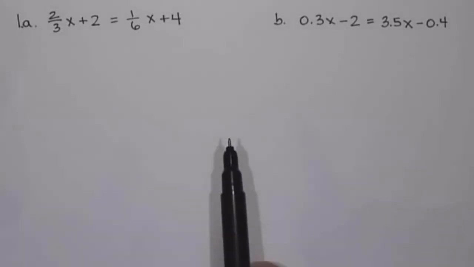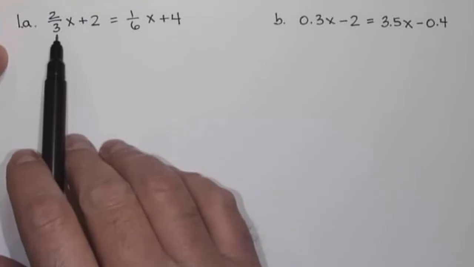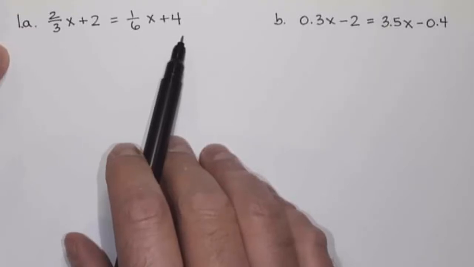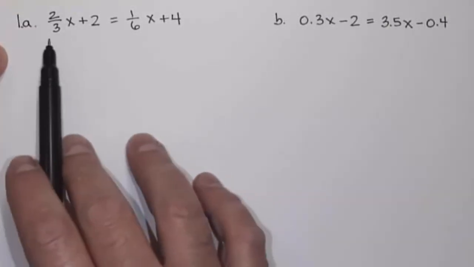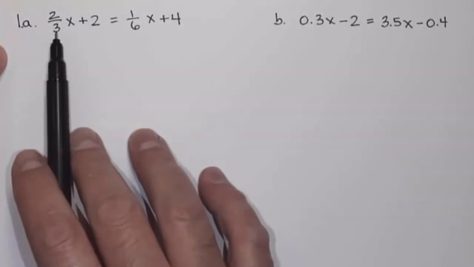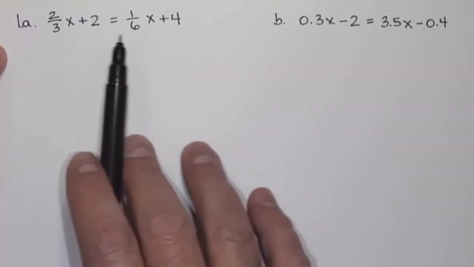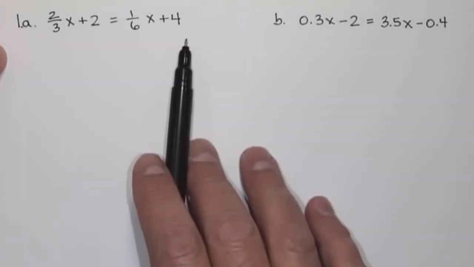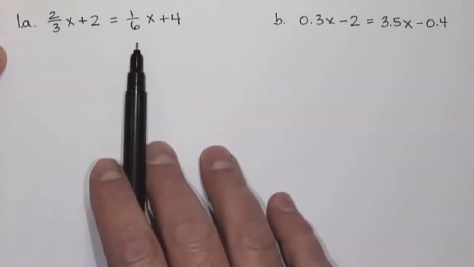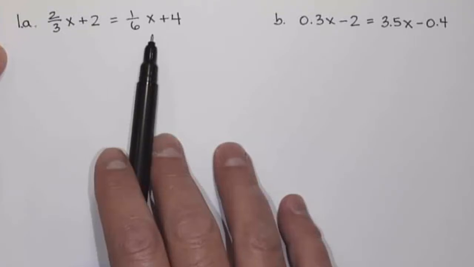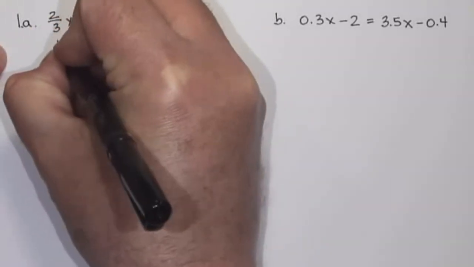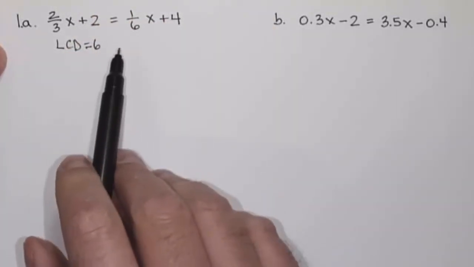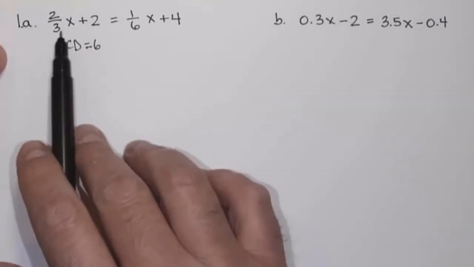So here I've rewritten our equations, part A and part B. In part A, we want to solve the equation 2/3 x plus 2 equals 1/6 x plus 4. The simplest way probably to solve this equation is to first rewrite the equation without fractions. We can do that by multiplying both sides by the least common denominator of all the fractions. If you look at 2/3 and 1/6, which are really the only two fractions in our equation, the least common denominator is going to be 6, because 6 is the smallest number that can be divided by both 3 and 6.